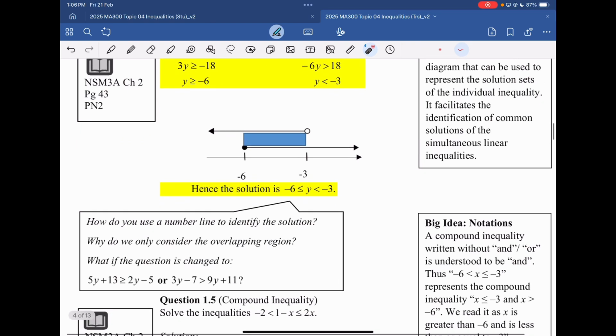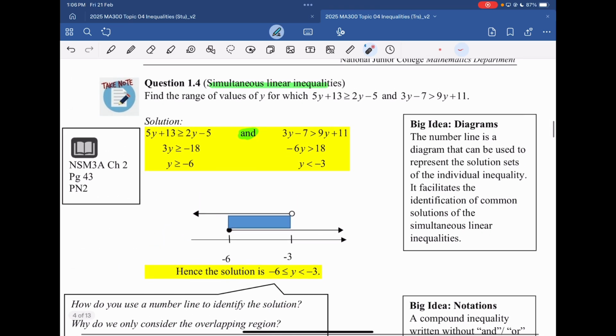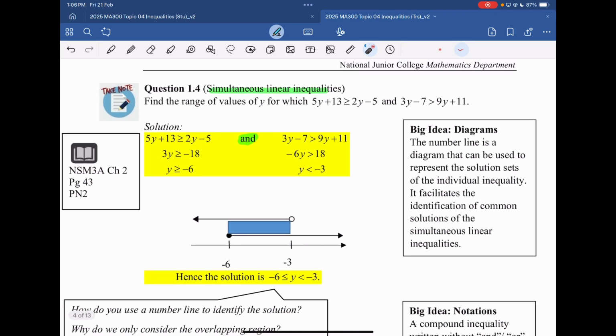Why is it like that? Because there's a restriction, right? Then why does the error go? Because here y less than -3 is all the way, y more than -6 all the way. This is the overlap. This is the set of values that satisfy both.